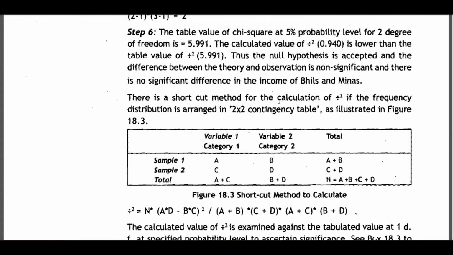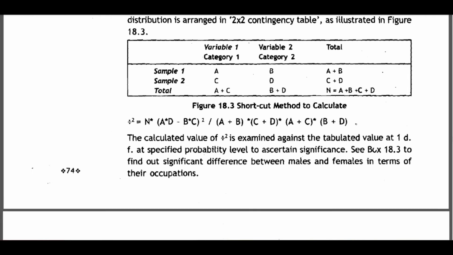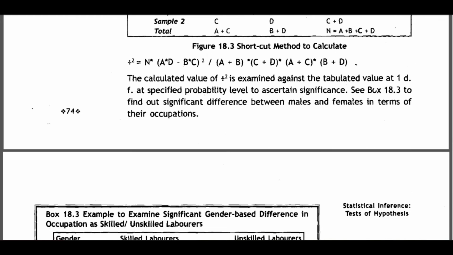There is a shortcut method for the calculation of chi-square if the frequency distribution is arranged in a 2 by 2 contingency table as illustrated in figure 18.3. Here only 2 rows and 2 columns. So in that case the shortcut method is chi-square equals N into (a into d minus b into c) whole square, by (a plus b) into (c plus d) into (a plus c) into (b plus d). So the calculated value of chi-square is examined against the tabulated value at 1 d.f. at a specified probability level to ascertain significance.